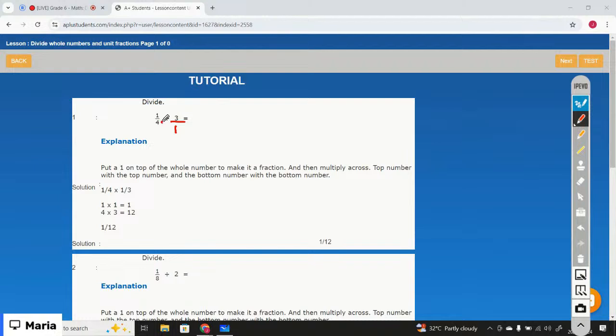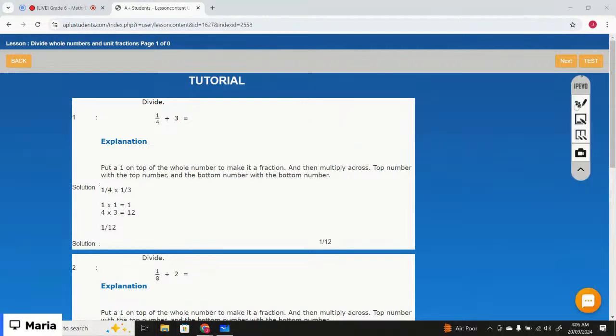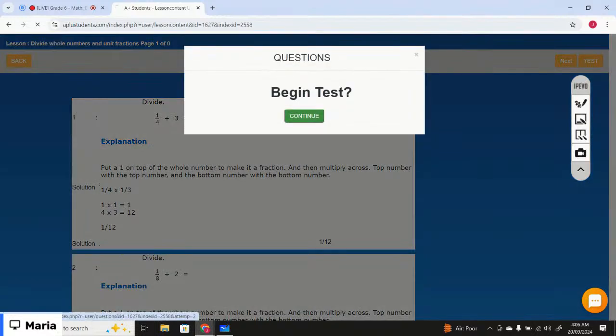You need to convert this division sign to multiplication and reciprocal the term after, right? Reciprocal means that is 3 by 1. You can write it as 1 by 3. You need to interchange the numerator and denominator, right? So that is 1 times 1 is 1 and 4 times 3 is 12. So that is 1 over 12. Got it? You can have a look at the tutorial by yourself later today. Let me just start with the test questions.